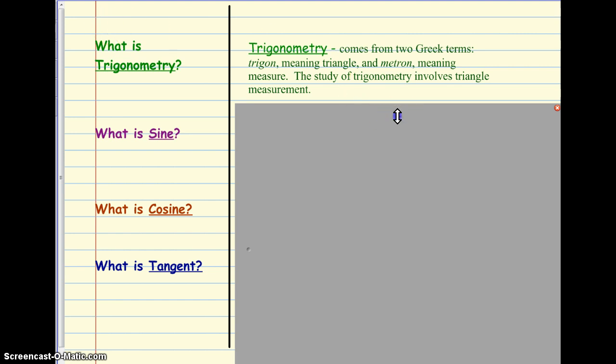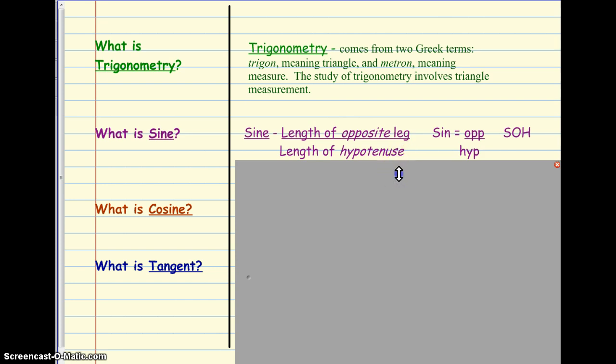What is sine? Sine means the length of the opposite leg divided by the length of the hypotenuse. Sine is abbreviated as SIN, pronounced sine, not sin, which is equal to opposite over HYP, short for hypotenuse. To remember this, we use S for sine is equal to the opposite over the hypotenuse. We pronounce that SOH.